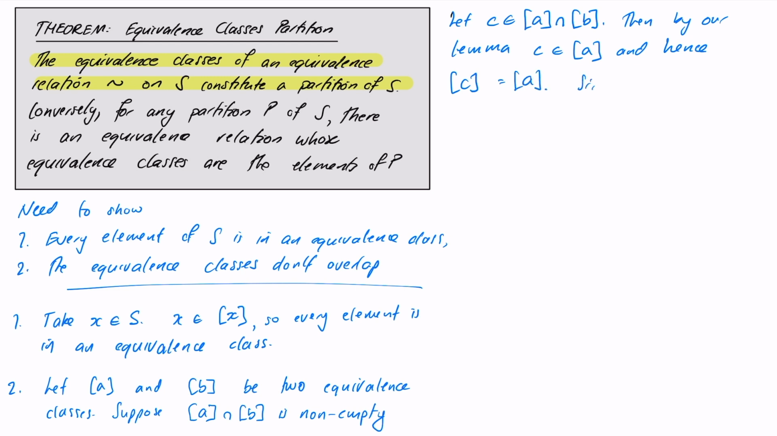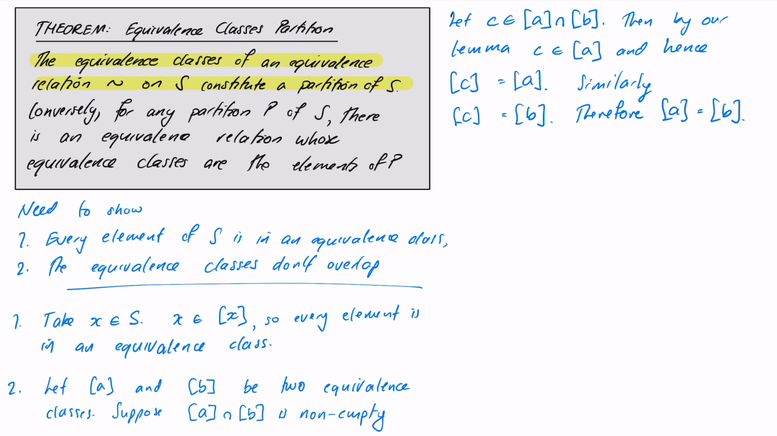And similarly, we also have that the equivalence class of C must also be the equivalence class containing B. And because those two things are equal, they must also be equal to each other, because equals is an equivalence relation, and transitivity applies here as well. So therefore, the equivalence class containing A is equal to the equivalence class containing B.